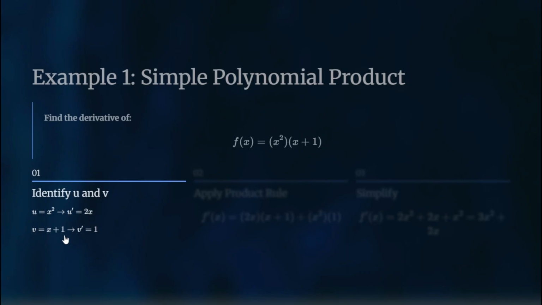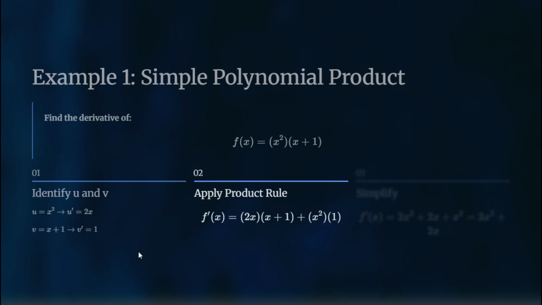And to find the derivative of v, the derivative of x is 1 and the derivative of 1, or any constant, is always 0. So applying the product rule, f prime of x will be the derivative of the first term, which is 2x, times the second term, x plus 1, plus the first term, x squared, times the derivative of the second term, which is 1. Putting it all together, 2x times x is 2x squared, 2x times 1 is plus 2x, plus x squared, and if we combine like terms, that will be 3x squared plus 2x.